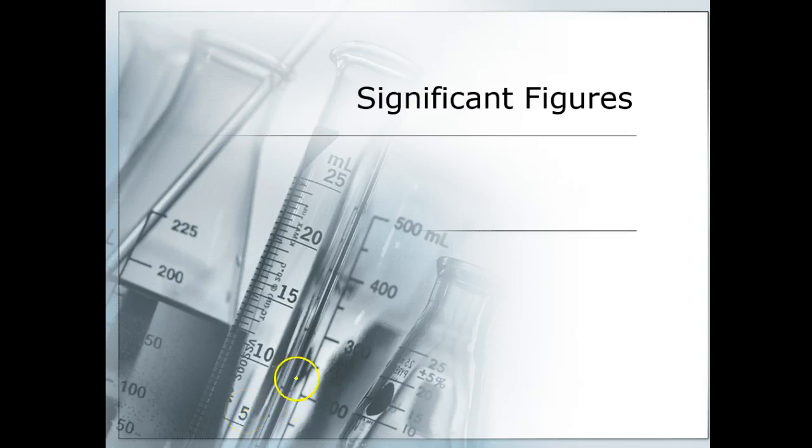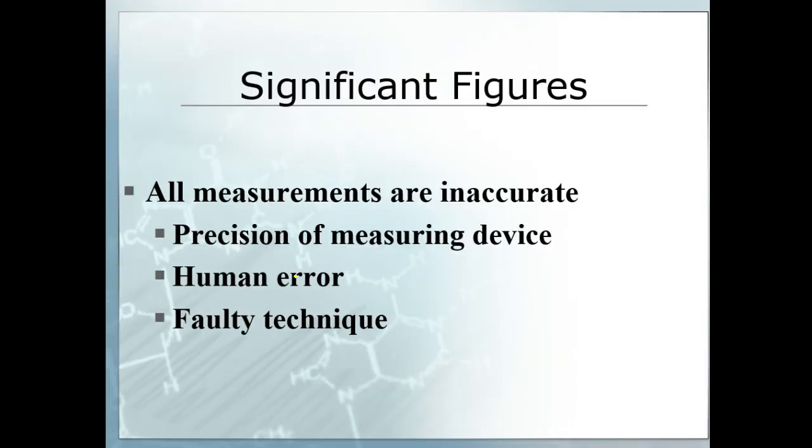We're going to talk about significant figures and measurements because we're getting ready to start actually measuring things out in our lab, and we need to have the right numbers. All measurements are inaccurate. Precision of measuring devices is what we're limited to, as well as human error and faulty technique. So if you don't measure just right, sometimes your numbers come off a little bit challenging.